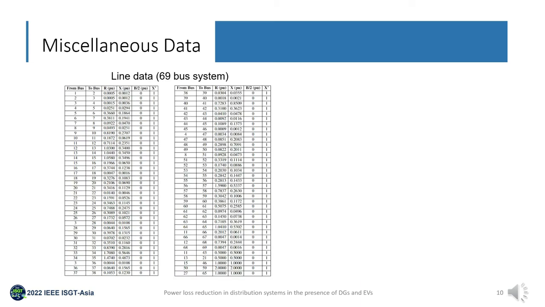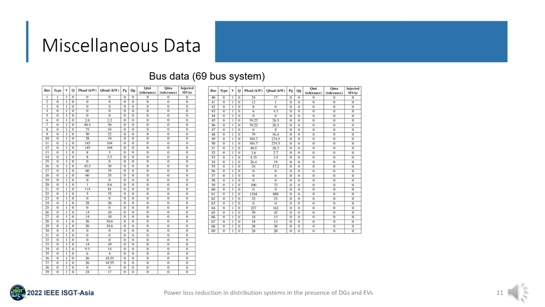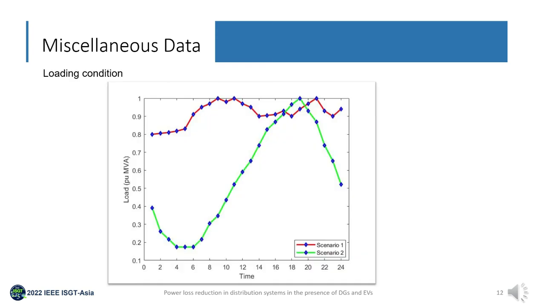The following slide shows the line data for the 69 bus system. This particular slide shows the bus data for the 69 bus system. This slide shows the graph of load versus time. So basically it's a loading condition.